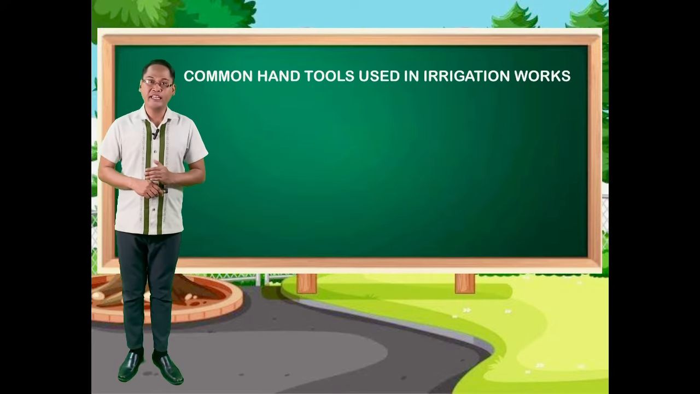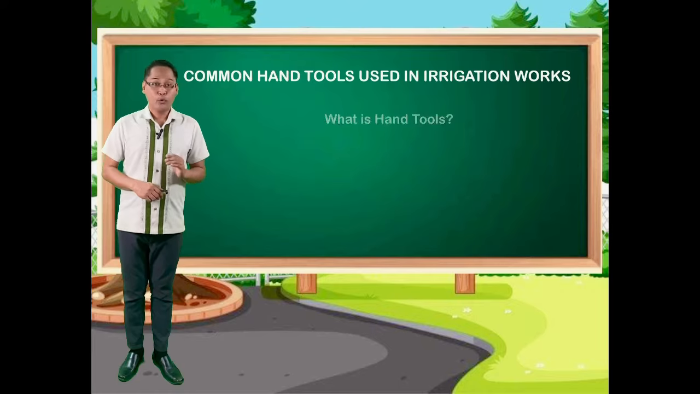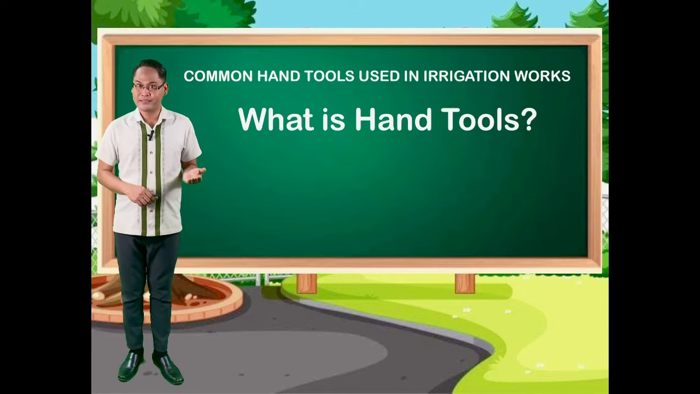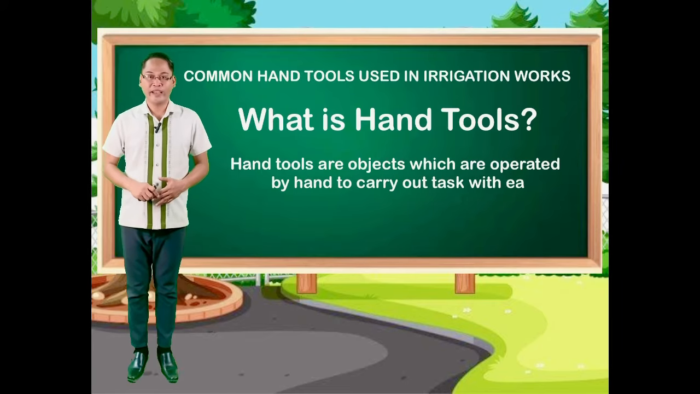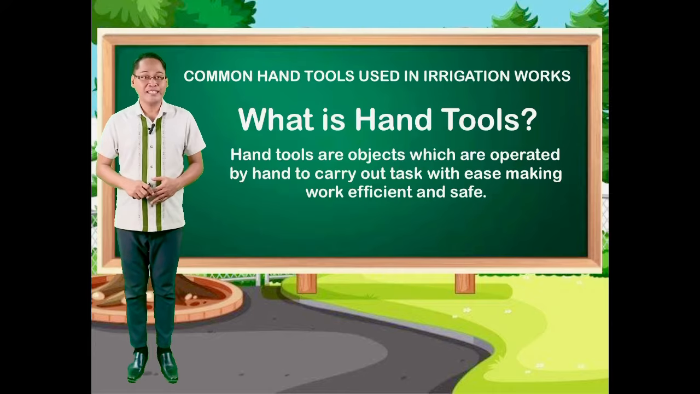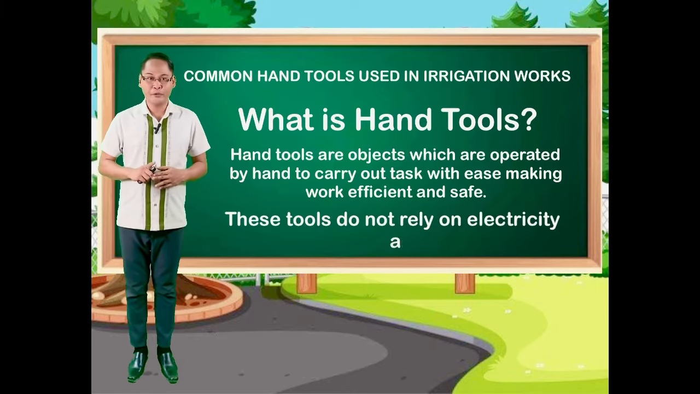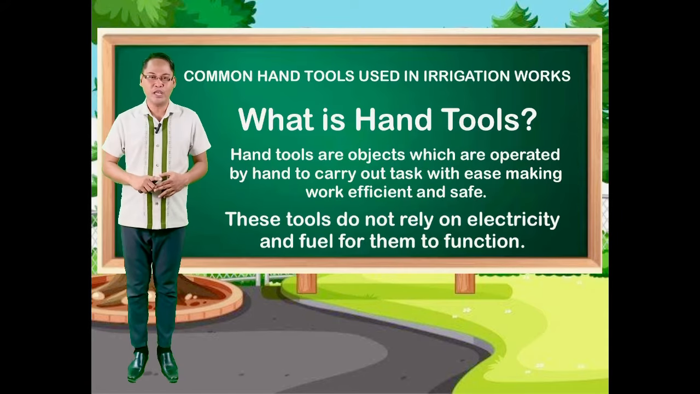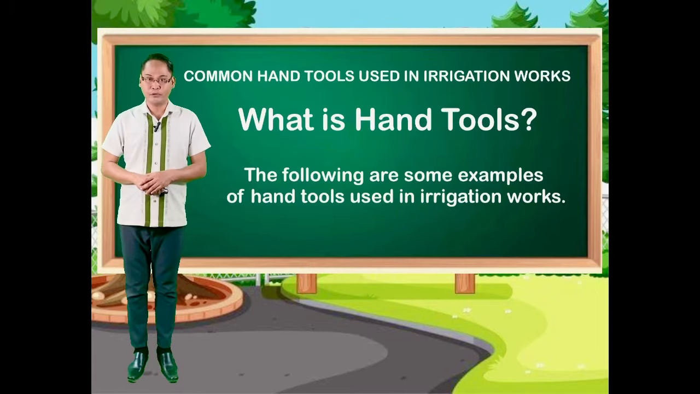We will now study the common hand tools used in irrigation works. What does it mean when we say hand tools? Hand tools are objects which are operated by hand to carry out a task with ease, making work efficient and safe. These tools do not rely on electricity and fuel for them to function. The following are some examples of hand tools used in irrigation works.